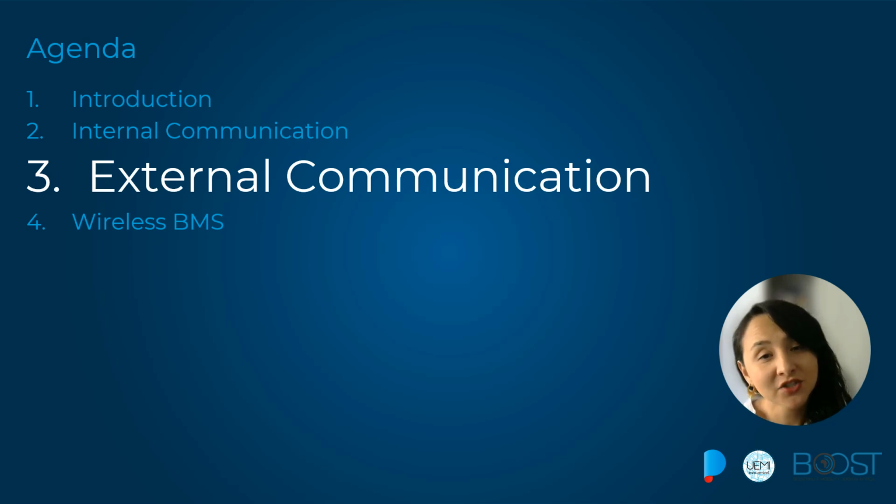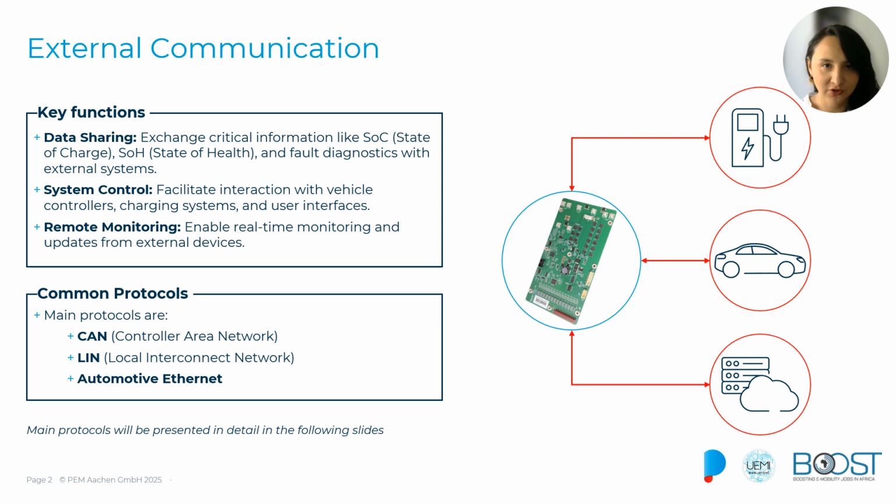By the end of this section, you should have a clear understanding of how data moves from the battery system to both the internal and external systems in the vehicles, and also how wireless approaches are changing the way that we design and manage these systems. So let's start with the external communications.